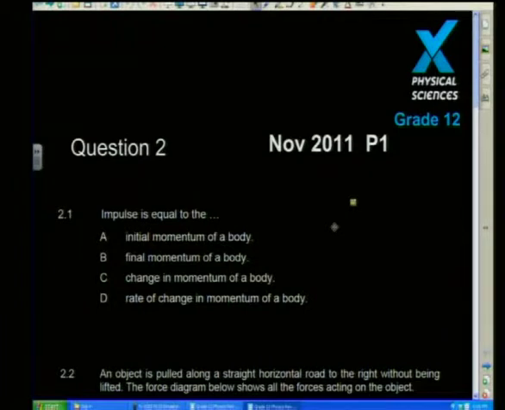Okay, so question 2.1. I'm in there and I'm busy with my physics final and the pressure is on. And just to remind you guys, your finals are coming up, so you better pay some attention.